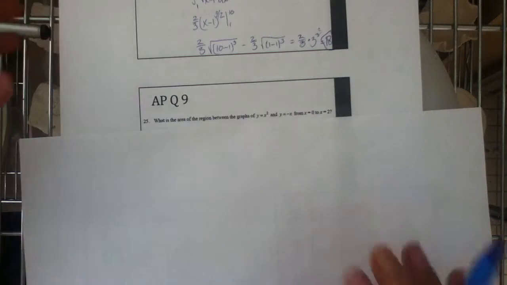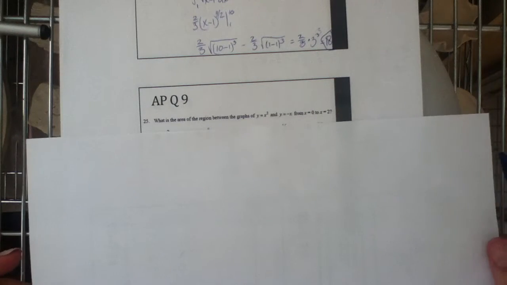Okay. This is APQ 9. What is the area of the region between the graphs of y equals x squared and y equals negative x from 0 to 2? So graph that. This is a top minus bottom situation. Figure out which is top, which is the bottom, and you have your limits of integration right there.